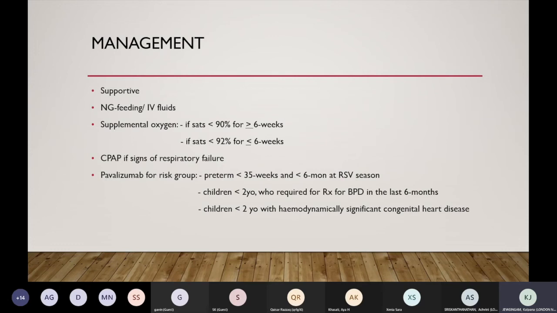So if they are more than 6 weeks old, then we give them oxygen if their SATs are below 90% in room air. If they're less than 6 weeks old, then we give them oxygen if the saturation is less than 92%.